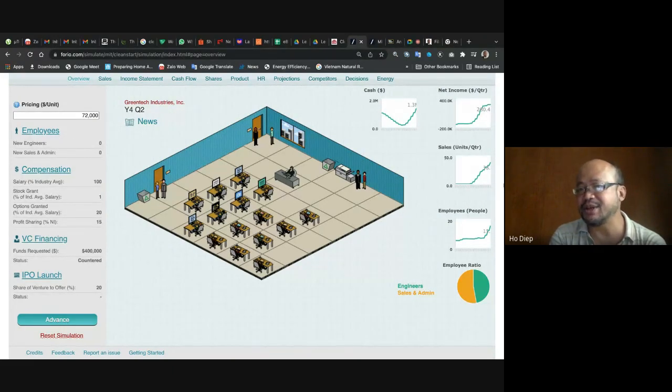We'll keep the situation the same. Hopefully our technology will pick up, because now we have a lot more engineers. We have 7 engineers and 8 sales and admin staff. Let's advance.